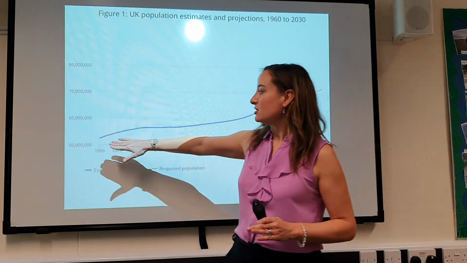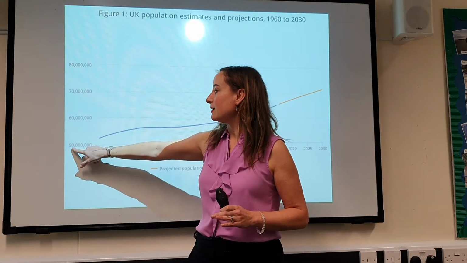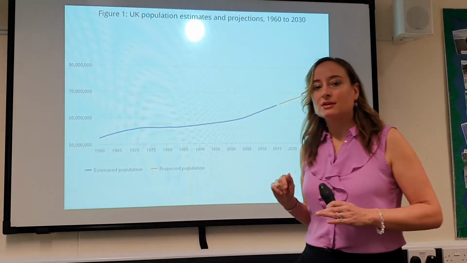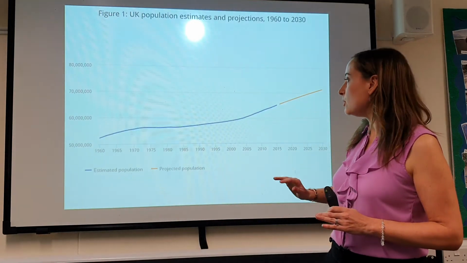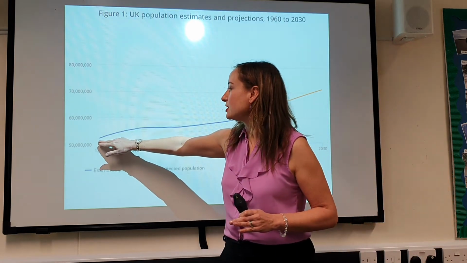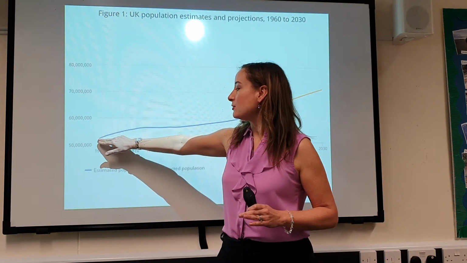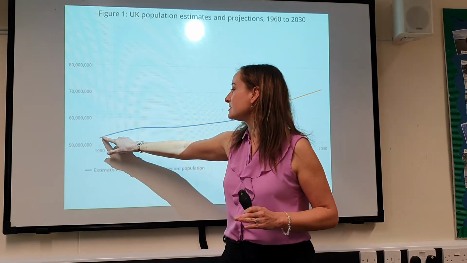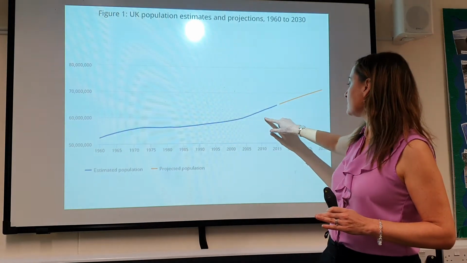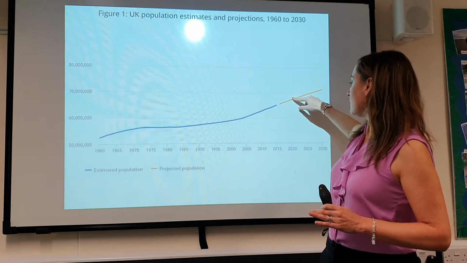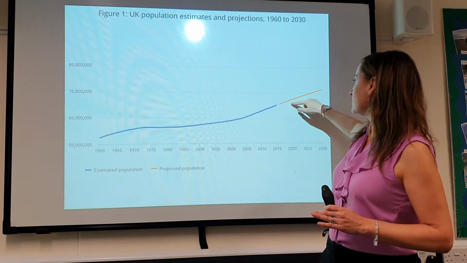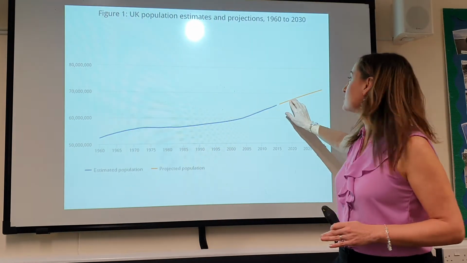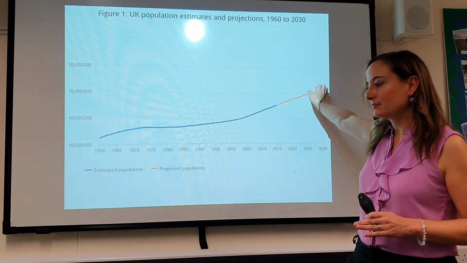And then up the side it shows you the number. So you've got here 50 million, 60 million, 70 million and 80 million. So if we look at the graph, what we should have seen is the population has increased from about 52, 53 million here in 1960, and it's increased over here to where it is currently. So we know currently, 2020, it's at 78 million, and it's forecast to continue increasing.